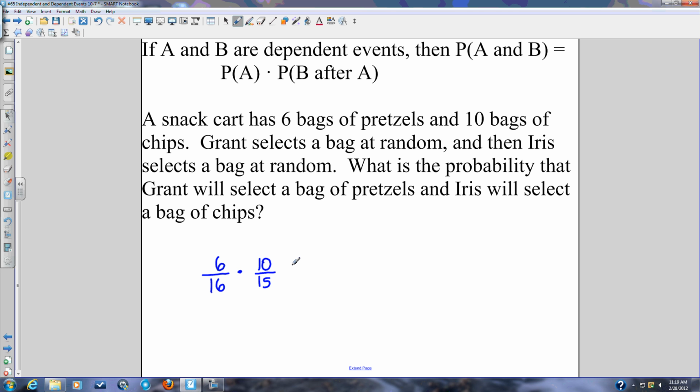And now we go ahead and multiply them. That doesn't change. We're still multiplying. So 6/16 times 10/15 gives us 60 over 240. And we can reduce that to 1/4. So the probability of Grant getting a bag of pretzels and then Iris getting a bag of chips is 1/4.